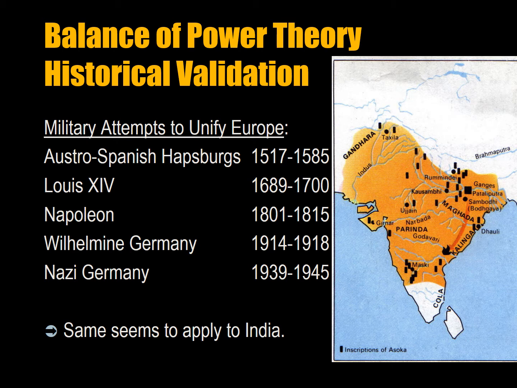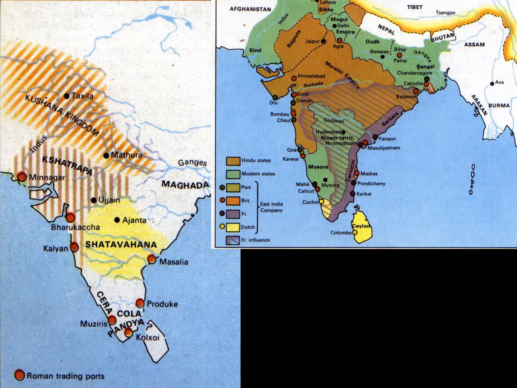So India has a balance of power dynamic where, however powerful the states in the north, they could never conquer the states in the south. Here we have other periods of states in South Asia, and they never quite achieved domination of the entire subcontinent.